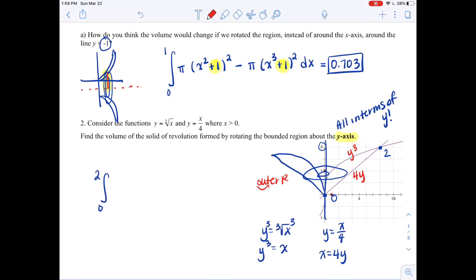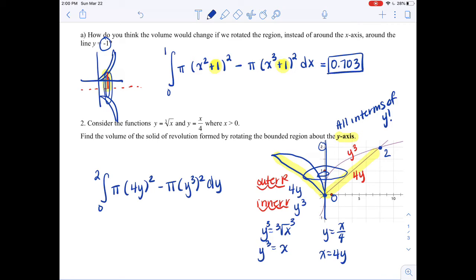And you're still dealing with the same idea: what makes your outer radius, and what makes your inner radius as you revolve around the y-axis. Hopefully you can see here that it's the linear function that's creating the outer edge of our figure. So our outer radius is 4y and our inner radius is y cubed. We plug that into our formula. Same idea: it's pi times the outer radius, 4y, squared, based on pi r squared, minus pi times the inner radius squared, and you set everything up in terms of y.